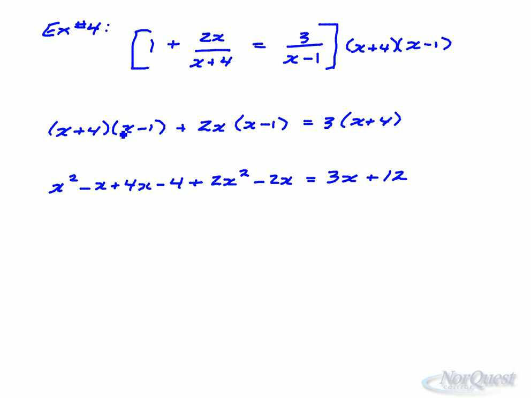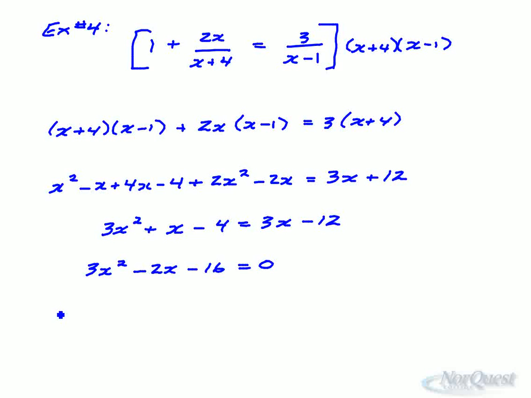What I'm going to do is just simplify each side first, and then we'll solve. X squared plus 2x squared will give us 3x squared. Negative x plus 4x minus 2x will give us plus x. Minus 4 equals 3x minus 12. Now set to 0, we'll be left here with 3x squared minus 2x minus 16 equals 0. And again, it's another type 2 trinomial.